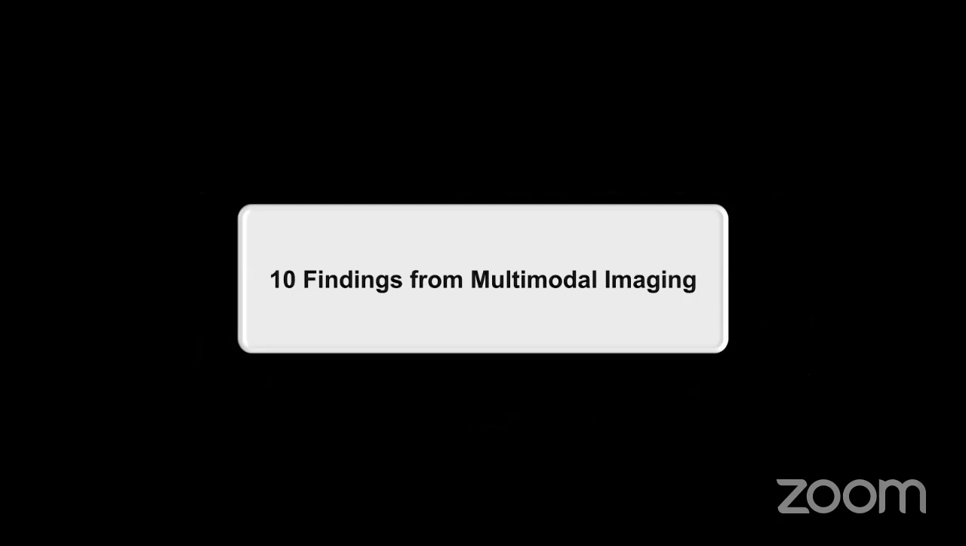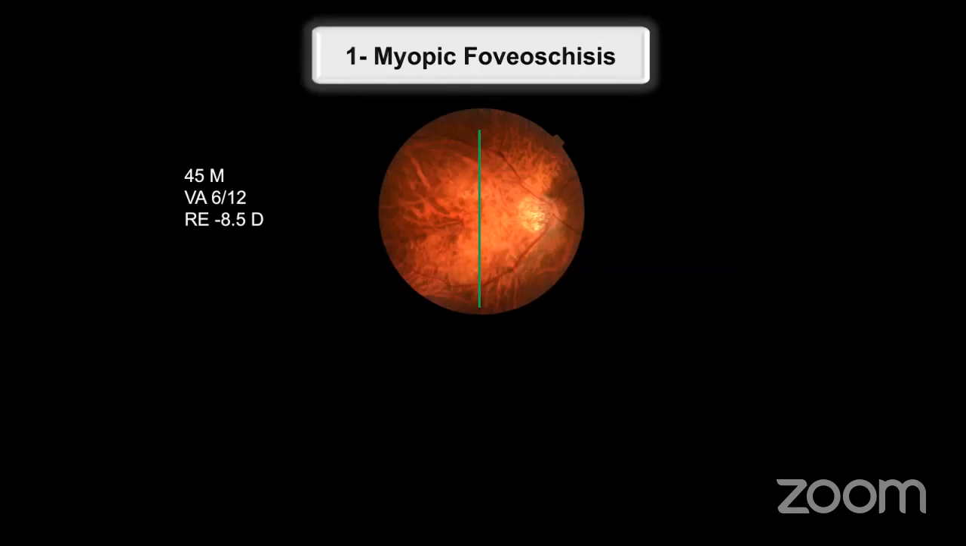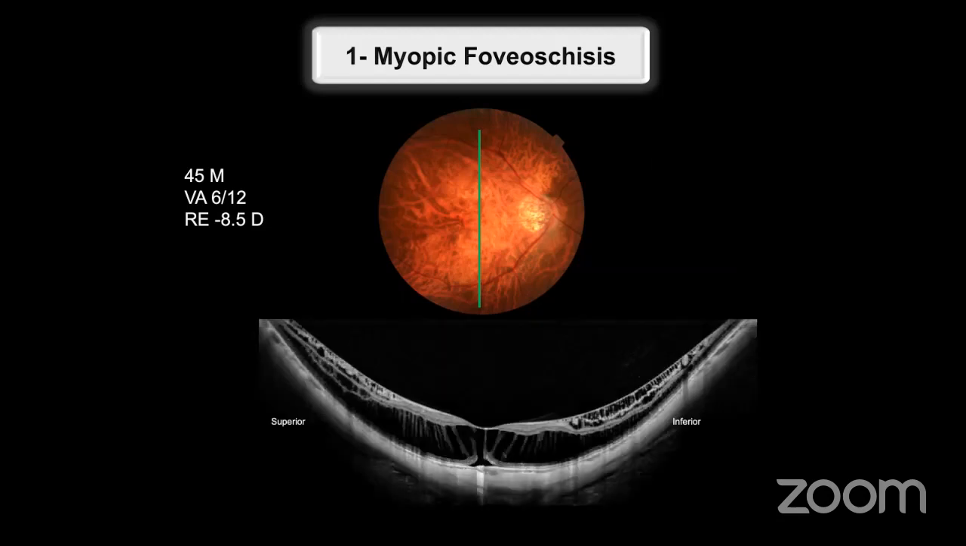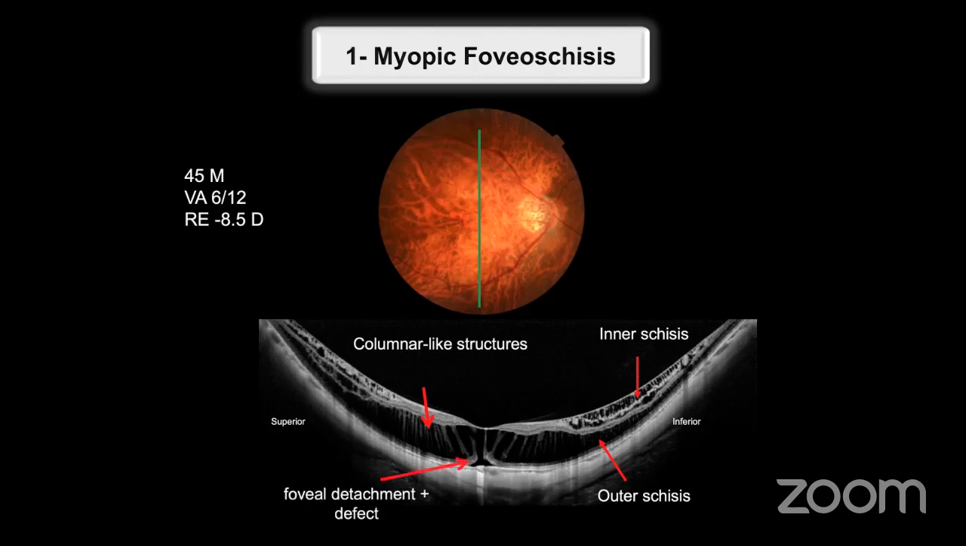So this is our main presentation, and I have grouped what we have learned into 10 main findings or 10 main pathological changes. This is an example of a patient I came across. It's a middle-aged patient, 6/12 vision. Interestingly, because in highly myopic eyes the fundus is tessellated, you can hardly pick up any pathological change. But with OCT, we can find that this patient actually has many changes. You can see there is an inner schisis, and there is also outer schisis. And this change is very common with myopic foveoschisis. There are what we call columnar-like structures, often seen at the level of the outer plexiform layer. And sometimes this can be associated with other changes, like in this case, foveal detachment.